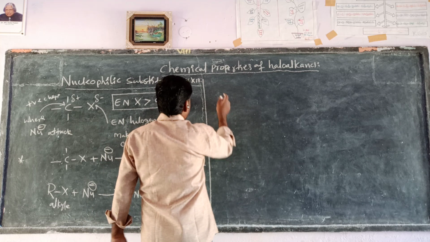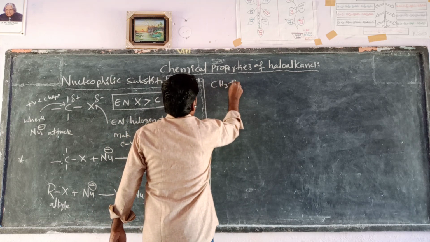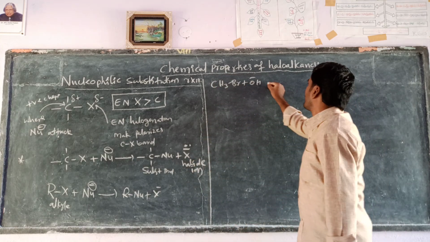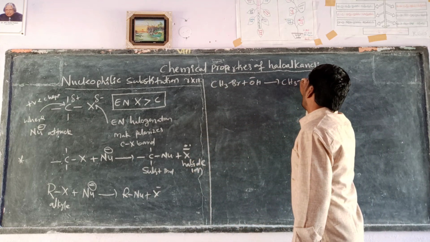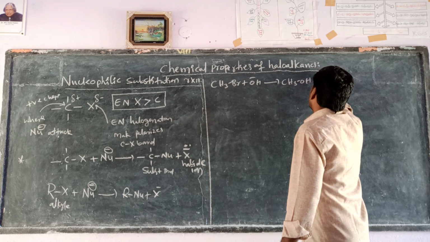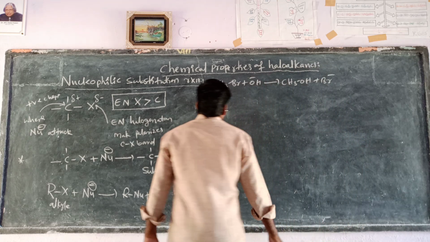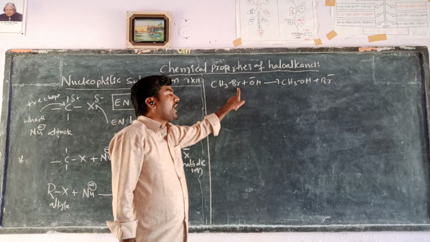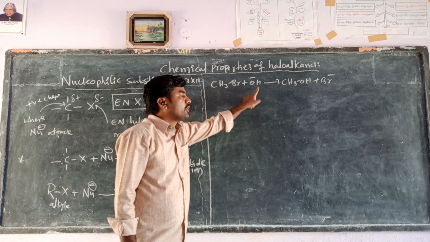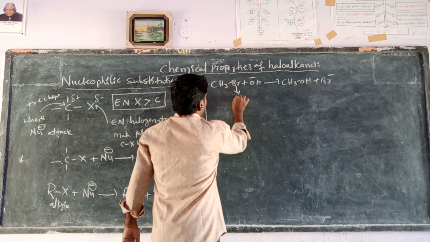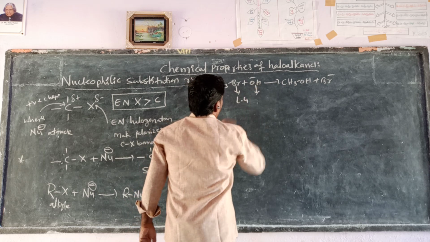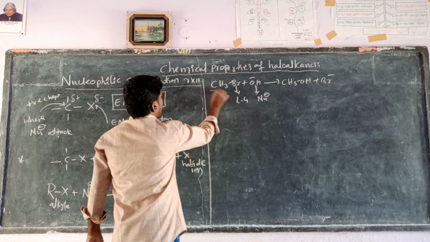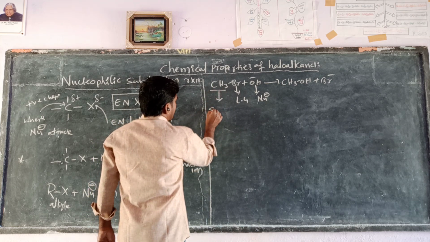Let's take an example for this reaction. Methyl bromide is reacting with OH minus nucleophile to form methyl alcohol plus Br minus. In this reaction, the alkyl group is called the substrate and the halogen atom is called the leaving group. OH minus is a nucleophile which is stronger than the halogen atom, and this methyl group, the alkyl group, is called the substrate.